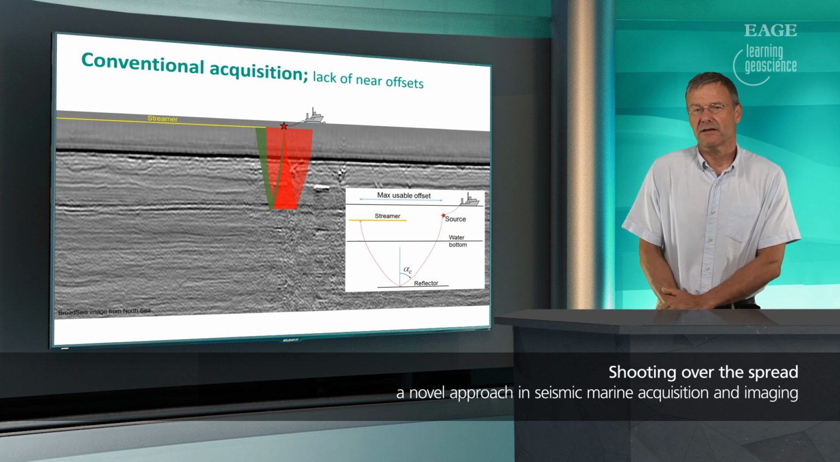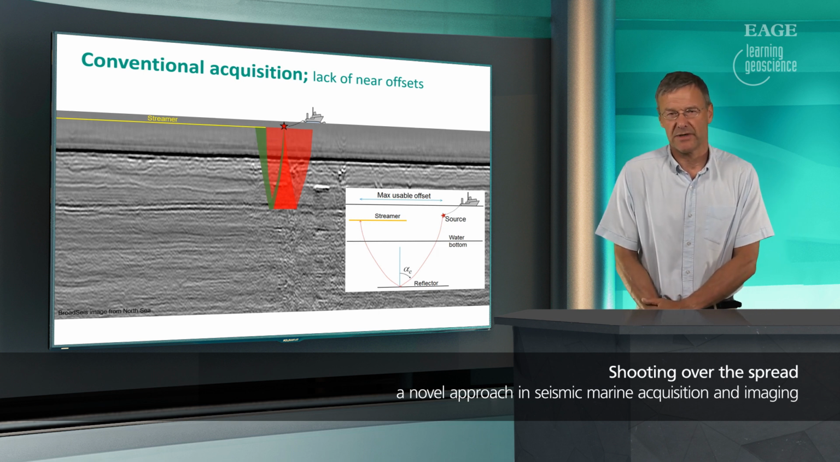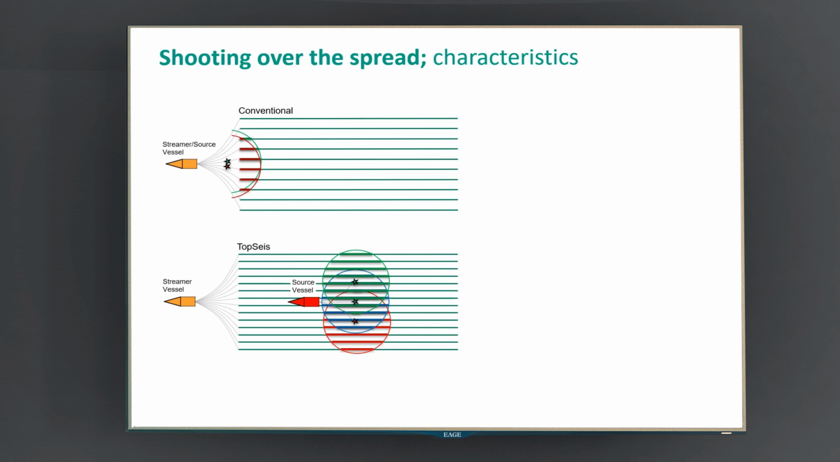So let's look at the concept of shooting over the spread, some of the characteristics. You see on top an aerial view of a conventional acquisition, and on bottom shooting over the spread. The most important characteristic is we have sources on top of the spread. And by that we get 0 offset, and we also get a split spread. We get energy going both forward and backward on the spread.